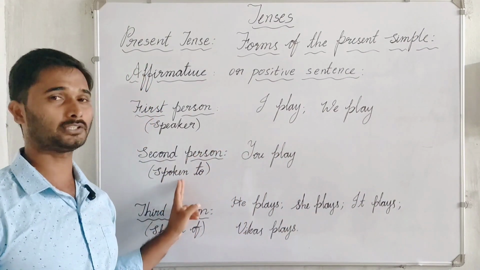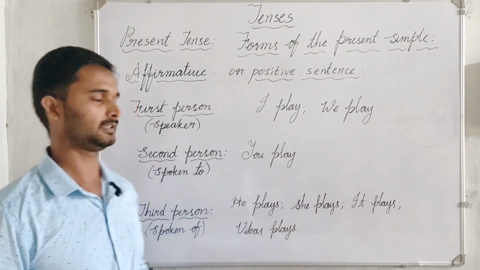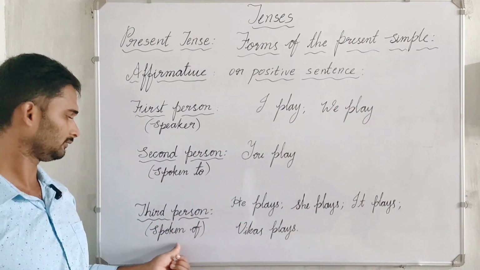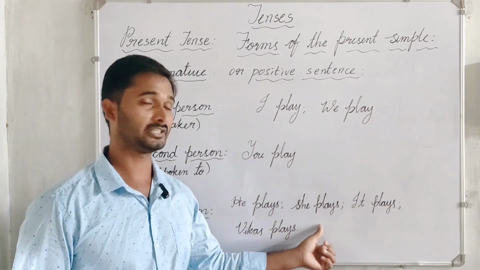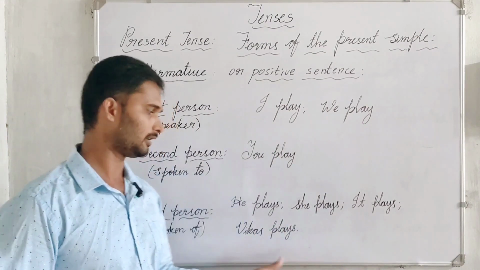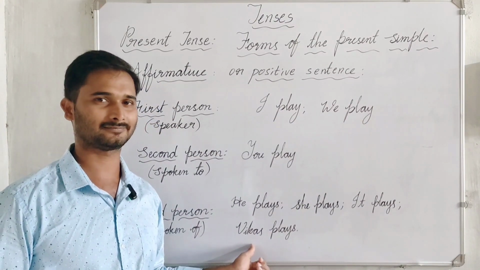Second person, we also call it spoken to. You play. Let's take the third person, spoken of. Some examples: he plays, she plays, it plays, or if we take any noun, proper noun, Vikas plays.